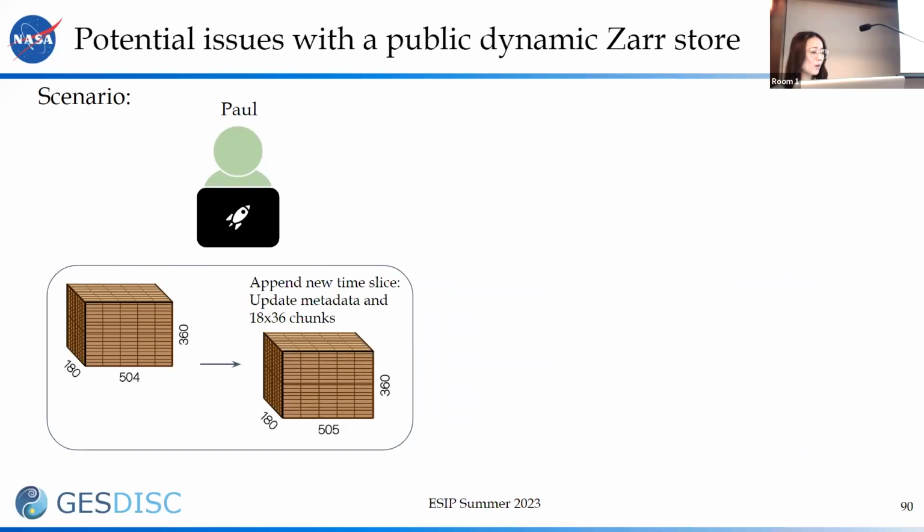So Paul will get a new time slice to append. So 504 there needs to become 505. So he needs to update the metadata and the 18 by 36 chunks in latitude and longitude. And S3, as far as we know, doesn't allow all these chunks to be written simultaneously. So as Christine mentioned before in the general setup, if a user is trying to access it during this update process, then we're going to have some issues.